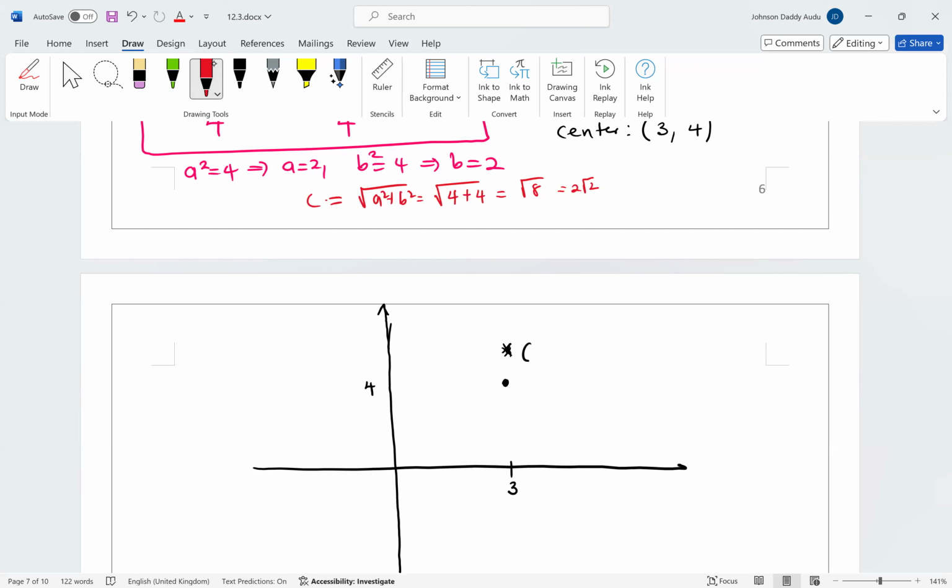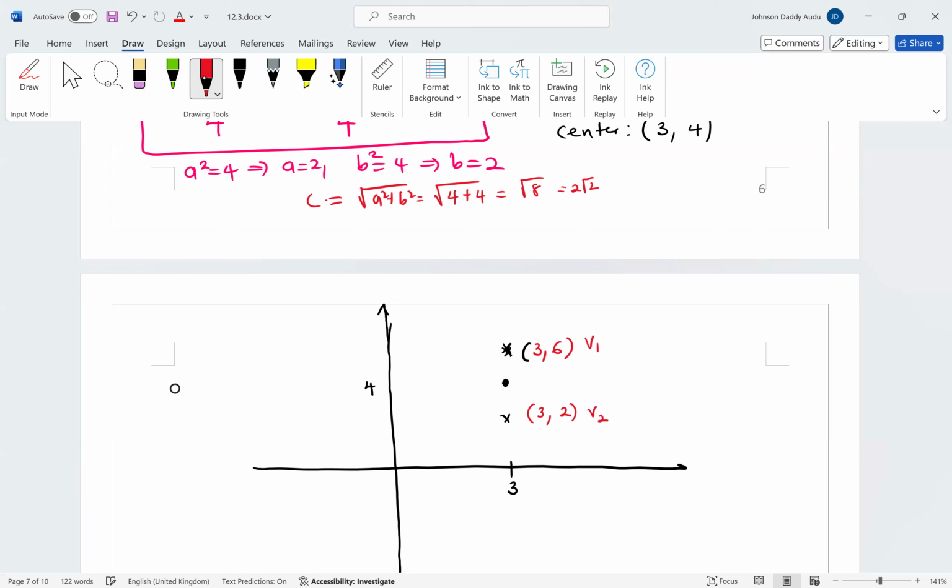So this will be 3. And if you go a distance of 2 up from 4, this is just going to be 6. And then you go the same distance down. This will be our other vertex here. And what will be this point? This point is still going to be 3, but from 4, if you come 2 down, it's just going to be 2. So this is our V1 and V2.